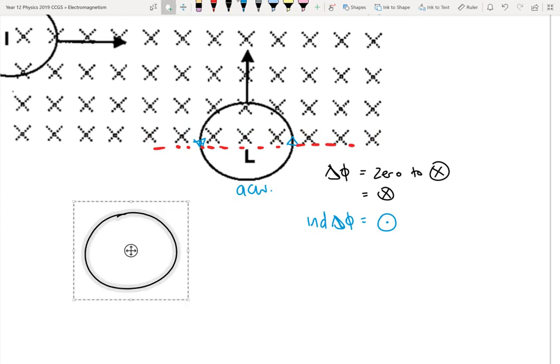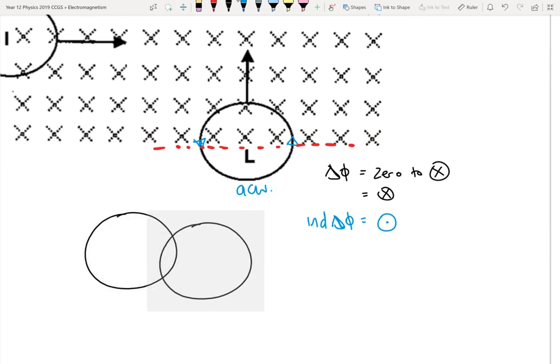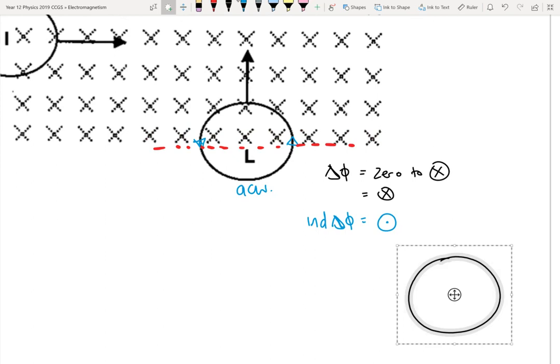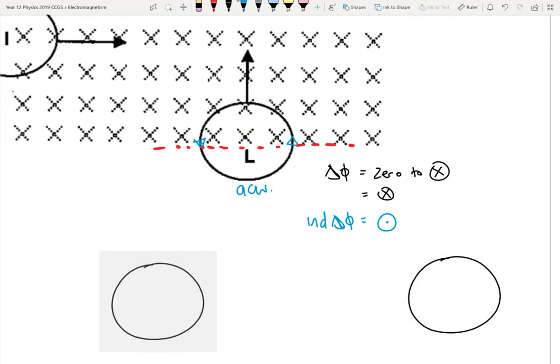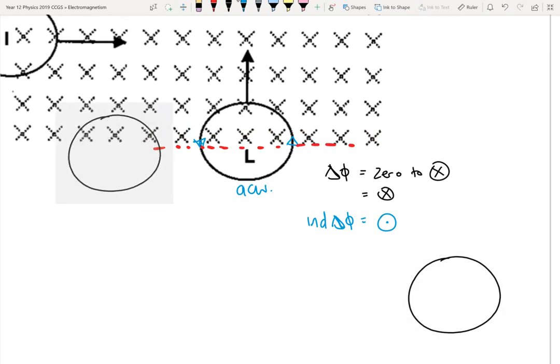I am going to auditorily describe to you the induced current as it travels in. Ready? Nothing, nothing, nothing. Anti-clockwise, anti-clockwise, nothing, nothing, nothing. Clockwise, clockwise, clockwise, clockwise, clockwise, nothing, nothing, nothing.